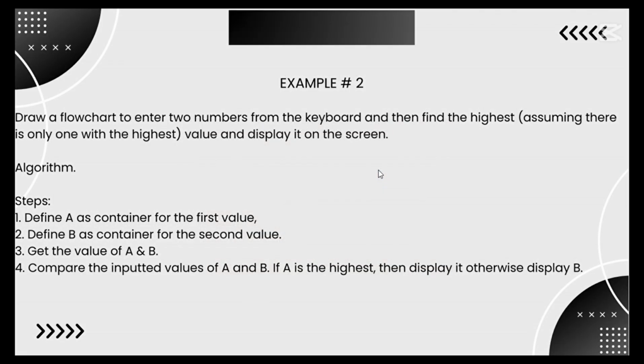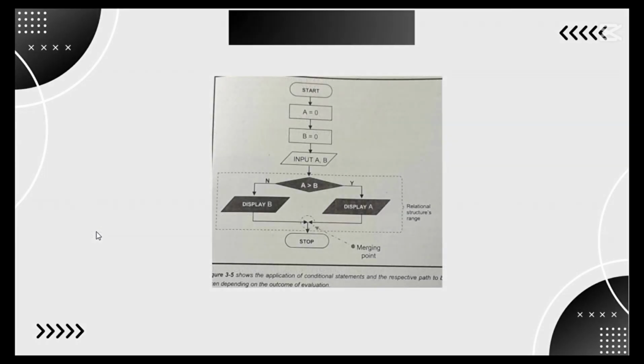So example: draw a flowchart that inputs two numbers from the keyboard, then finds the highest, assuming there's only one highest value, and displays it on the screen. So just assume that one has the highest value. Steps, algorithm. Define A as a container for the first value. Define B as a container for the second value. Get the value of A and B. Compare the inputted values of A and B. If A is the highest, then display it. Otherwise, display B. So this is what we call the diamond.